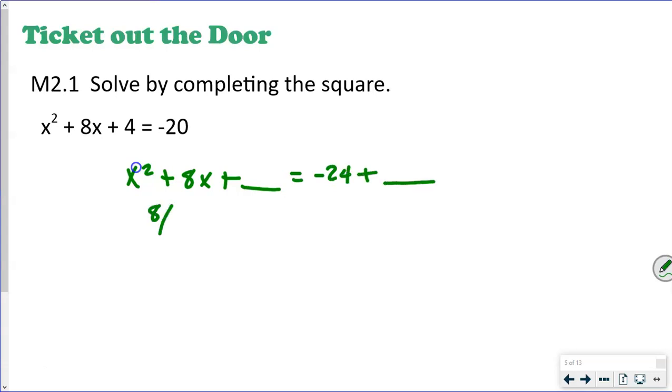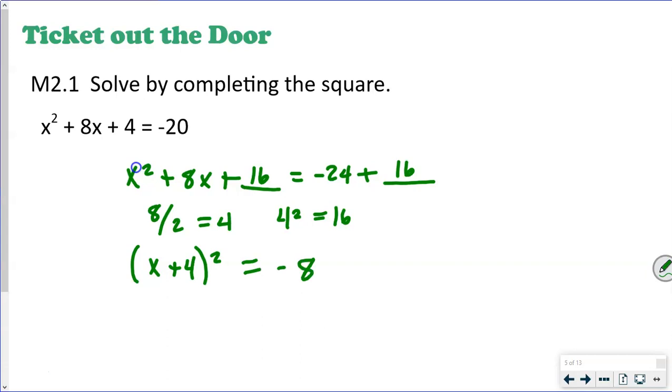So we're going to do our 8 divided by 2. That gives us 4. So we're putting that down into our parentheses. And then we're going to square that 4, and that's going to give us 16 up here. So that's going to be negative 24 plus 16. So that's going to give us negative 8, right?